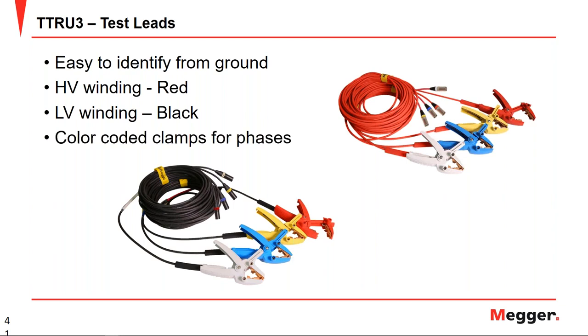In addition, we have color-coded clamps for each of the phases, so A, B, C, and neutral. And again, this just makes it very easy to tell that you have the leads connected in the proper order. When you go to do your testing, if it says, hey, you selected the wrong vector, check your vector selection, check your leads. This makes it very easy. You don't have to get back up on the ladder, back in the bucket truck. You can quickly tell if you have it connected properly or not.